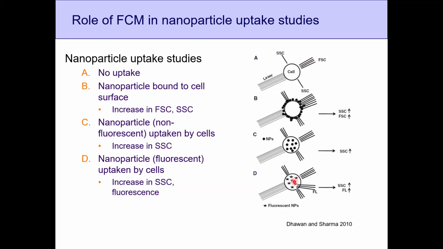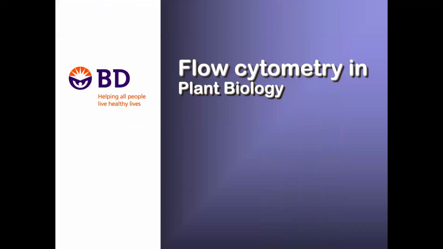Now, if you have tagged it with some fluorochrome, that will be even better for you. You can see the fluorochrome is there inside your cell, and you can see the fluorescence intensity increase. So that's how you get to know that the particular nanoparticle sticks or gets inside the cell.